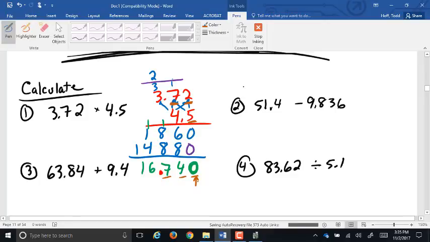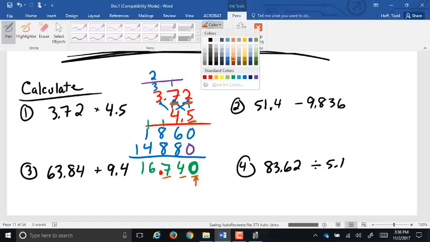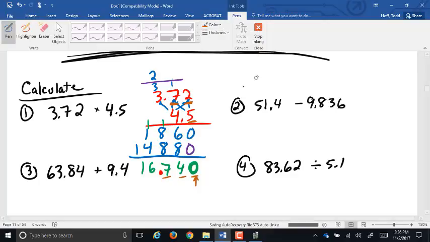Now, like I said, we can double check this pretty easily by using just a little quick estimation. This is about 4. This is about 5. 4 times 5 is about 20. That tells me I put my decimal point in the right spot because 1.6 wouldn't make any sense and 167 wouldn't make any sense.